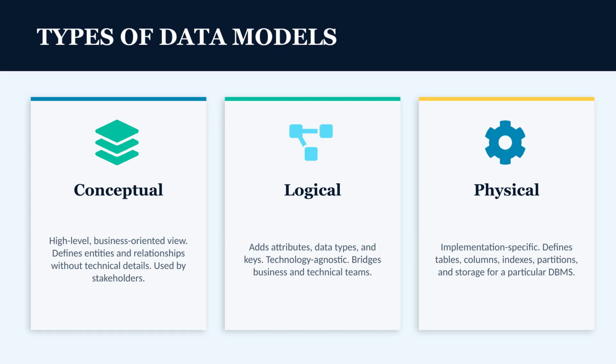3 levels of data models. Conceptual is the high-level business view. It defines the core entities and how they relate. No technical details. This is what you show stakeholders. Logical adds attributes, data types, and keys. It's still technology agnostic. This bridges business and technical teams. Physical is implementation specific. Tables, columns, indexes, partitions. This is what your DBMS actually uses.